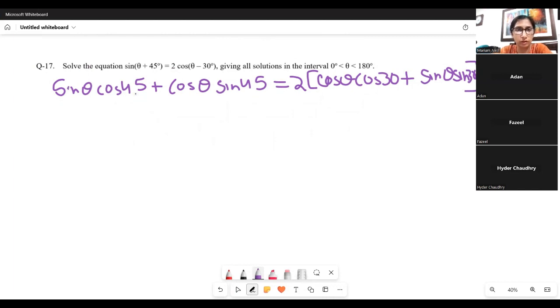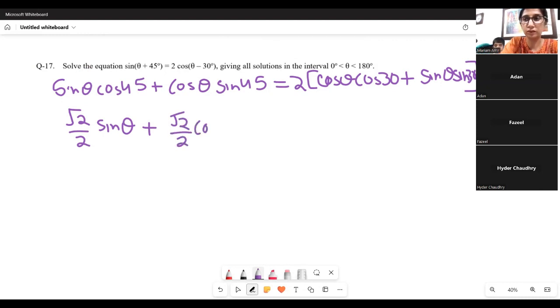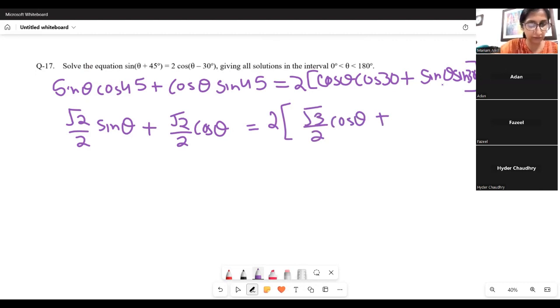Sine theta cos 45 plus cos theta sine 45 equals 2 times cos theta cos 30 plus sine theta sine 30. What is cos 45? Under root 2 by 2. So we have under root 2 by 2 sine theta plus sine 45 is again under root 2 over 2 cos theta equals. Cos 30 is what? 2 times under root 3 by 2 cos theta plus sine 30 is, I believe, half sine theta.